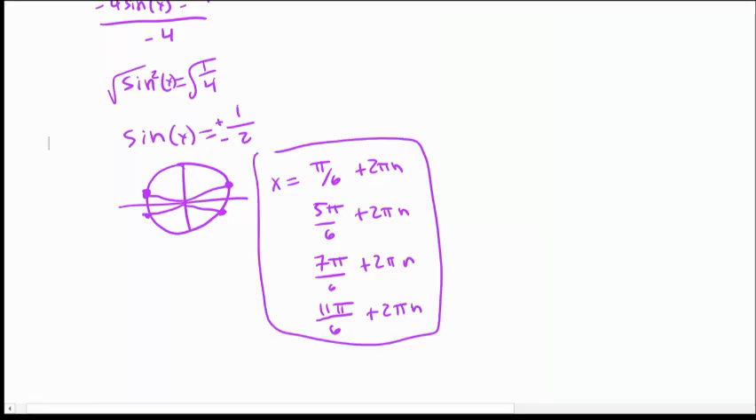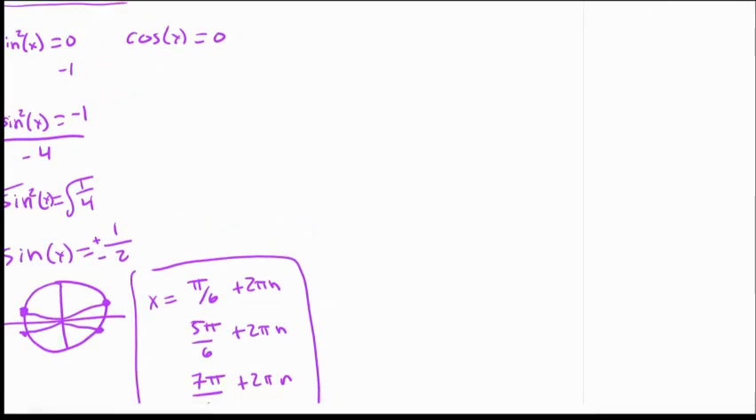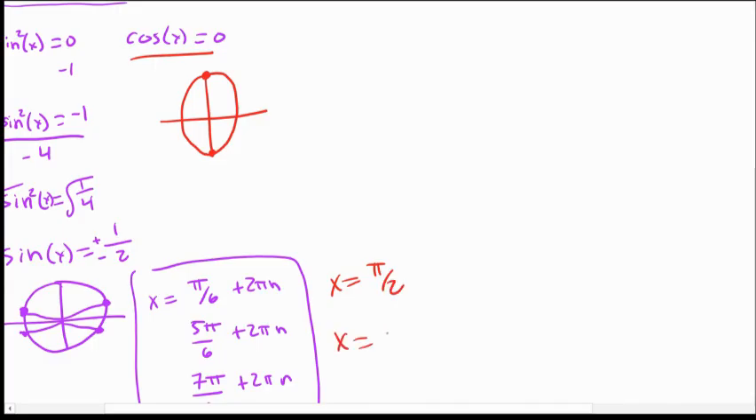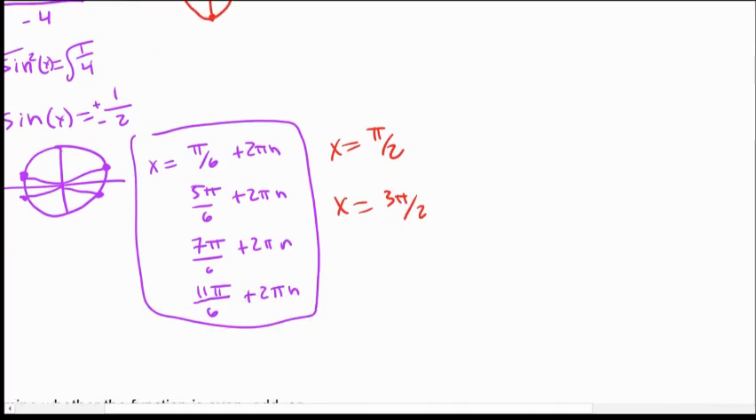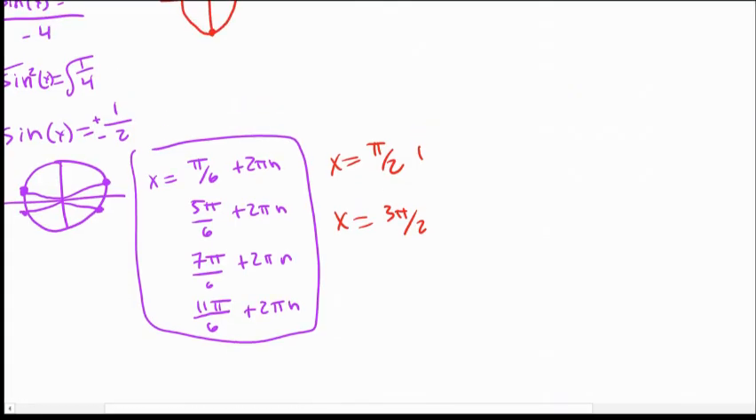Now the other problem here, I still have to solve this one as well. And this one here, cosine of x is the x value. So on the unit circle, there's 2 spots where the x value is 0. And those angles are pi over 2 and 3 pi over 2. And then I also need to add 2 pi n to those.